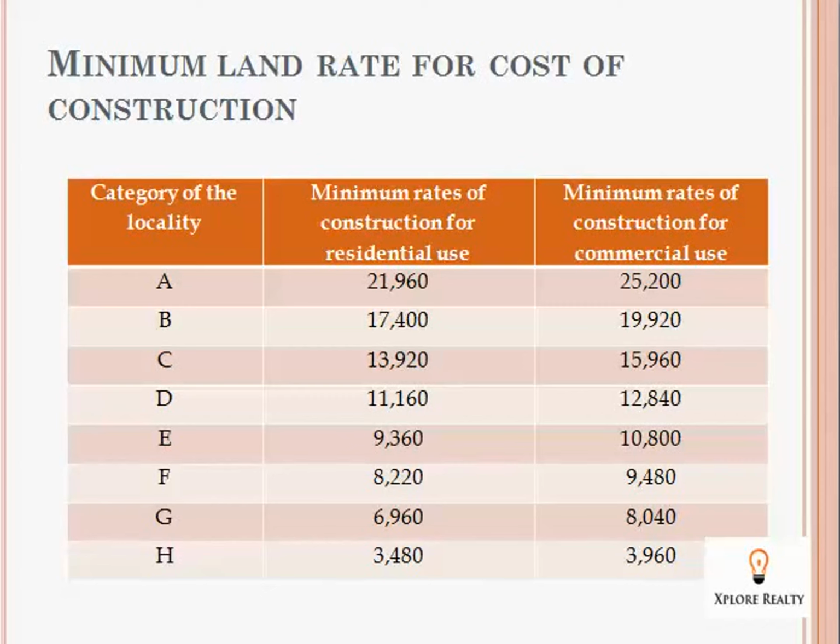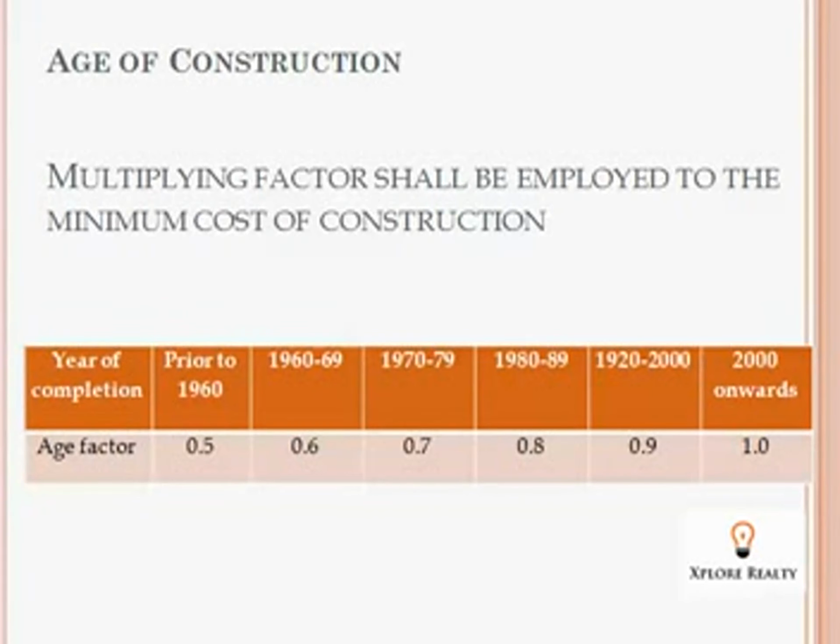Cost of construction again plays a very important factor while calculating stamp duty. Government has given a minimum rate for cost of construction based on categories of locality for residential and commercial use. For calculating cost of construction, age of construction also plays a very crucial role. So a simple multiplication factor shall be applied to the minimum cost of construction in order to find out the exact cost of construction.